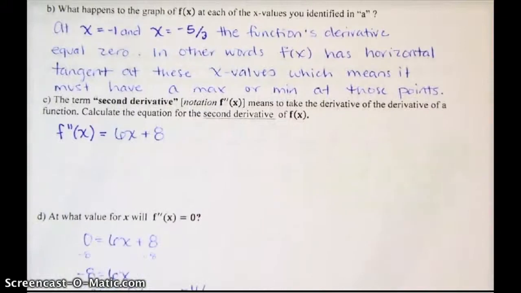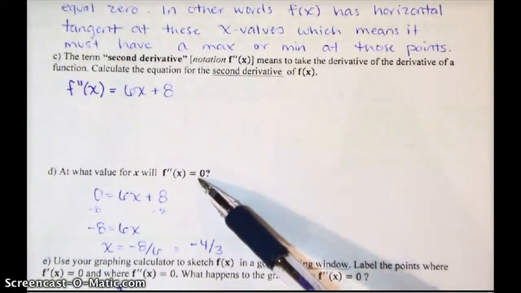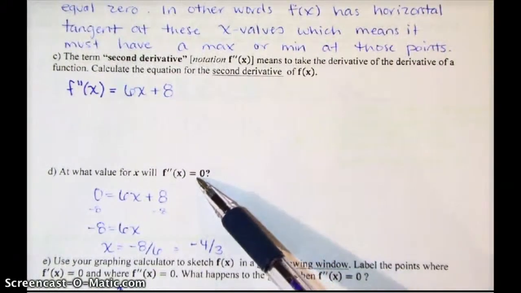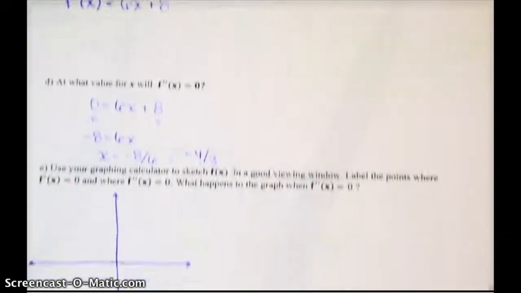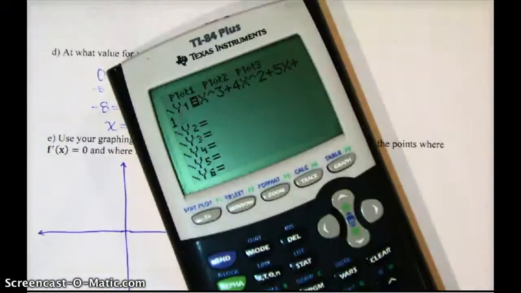And then if you got that far, this is kind of the same type of work as we did above, where you set it equal to 0. And then you just solve the equation to figure out what x is going to be. And make sure you simplify the fraction. Last question was a sketch, and you have a graphing calculator, so you should use it.